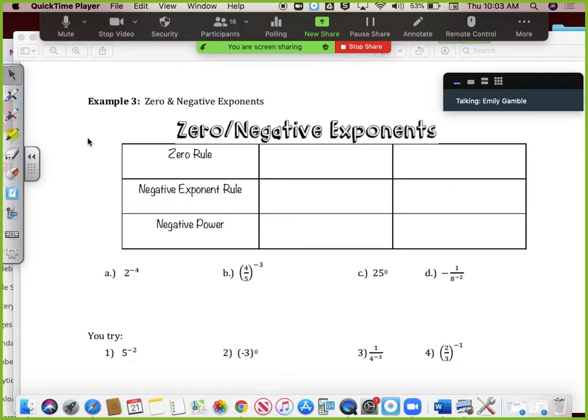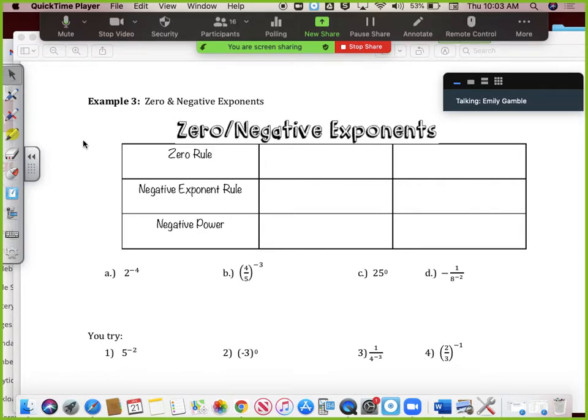So far, we've learned about exponent rules when we're multiplying, exponent rules when we're dividing, and then today we're going to be learning the last couple of rules, which are about zero exponents, when the exponent is actually a zero, and then negative exponents, when the exponent is a negative number.